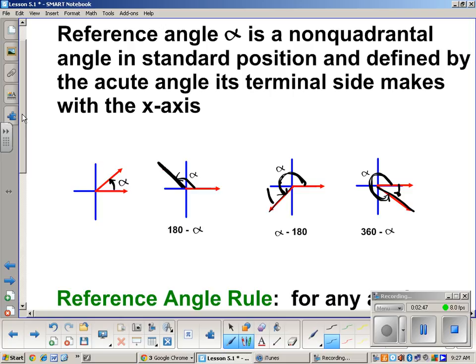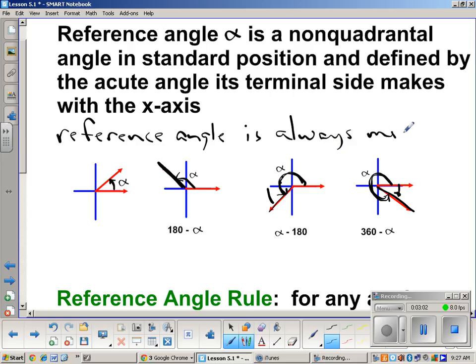The reference angle is always measured from the closest x-axis.